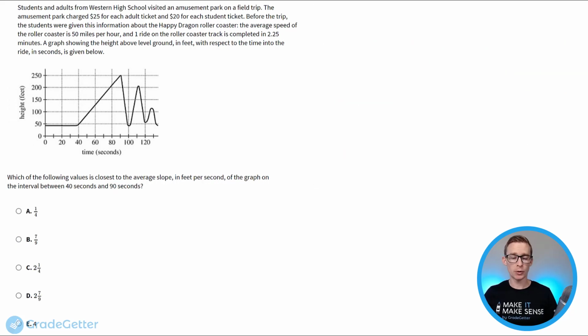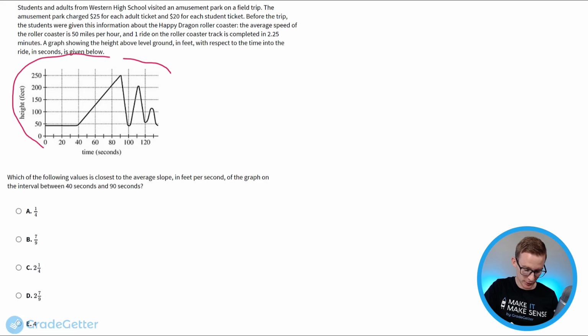All right, question number 3 is also related to the previous 2 questions, in that it's using the same information and data here. So let's just take a look at our question and what we need to find. It says, which of the following values is closest to the average slope in feet per second of the graph on the interval between 40 seconds and 90 seconds. So it looks like we'll finally get to use the information from this graph here.